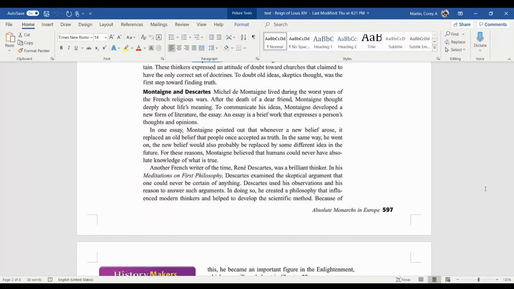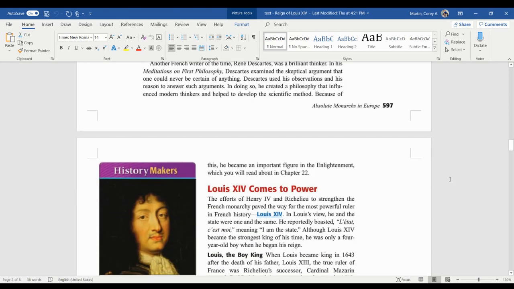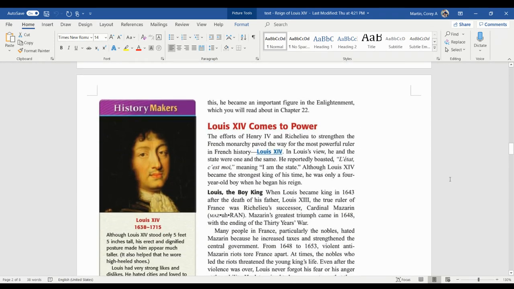Another French writer of the time, René Descartes, was a brilliant thinker. In his Meditations on First Philosophy, Descartes examined the skeptical argument that one could never be certain of anything. Descartes used his observations and his reason to answer such arguments. In doing so, he created a philosophy that influenced modern thinkers and helped to develop the scientific method. Because of this, he became an important figure in the Enlightenment, which you will read about later on.